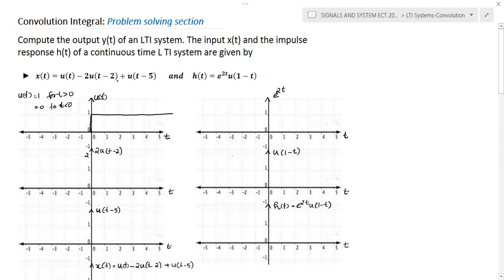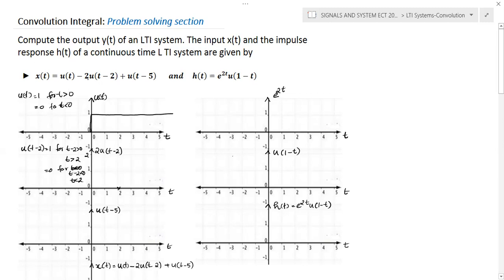So we'll try u of t minus 2 first. u of t minus 2 means it's a shifted version of the step signal. Either you can directly draw or I will write the definition here. u of t minus 2 is equal to 1 for t minus 2 greater than 0, or you can write t greater than 2, and 0 for t minus 2 less than 0, or you can write t less than 2. If you observe this particular graph, the signal starts from 2 onwards, and t greater than 2 means towards the right.